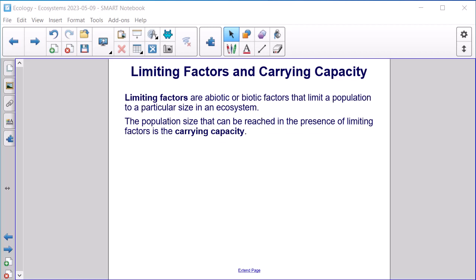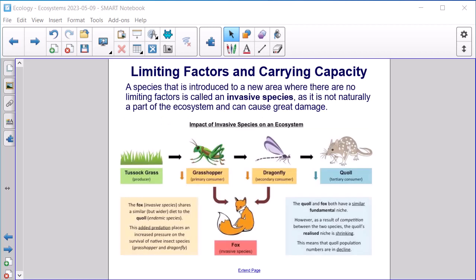Limiting factors are abiotic or biotic factors that limit a population to a particular size in an ecosystem. The population size that can be reached in the presence of limiting factors is the carrying capacity. A species that is introduced to a new area where there are no limiting factors is called an invasive species, as it is not naturally a part of the ecosystem and can cause great damage.